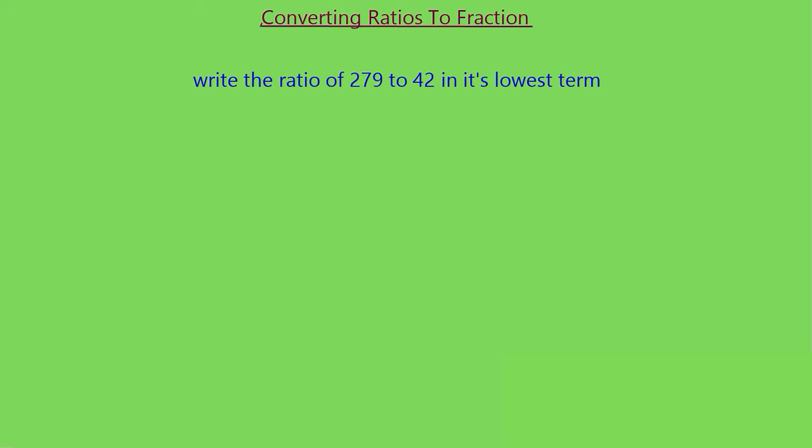I want you to now write the ratio of 279 to 42 in its lowest terms. So what's the largest number that could go into 279 and 42 without leaving a remainder? That number is 3. 279 divided by 3 equals 93. 42 divided by 3 equals 14. We get a ratio of 93 over 14.